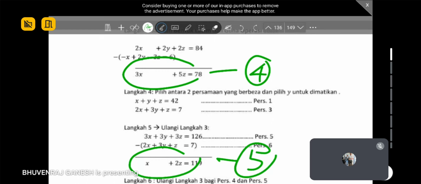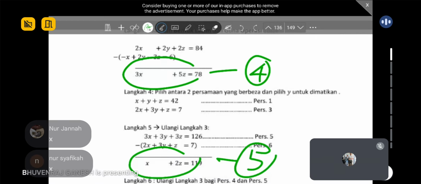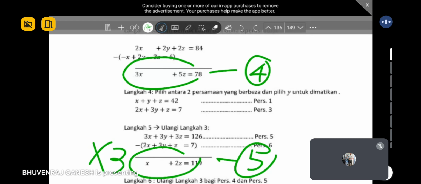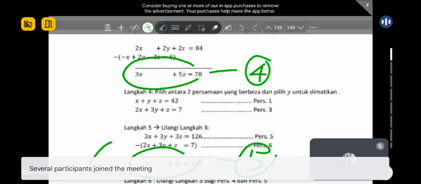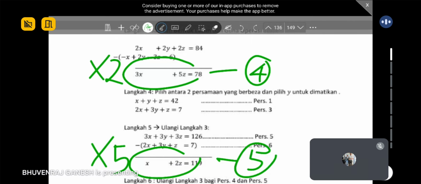Anyone? Which one is easier over here? Try to think and see. Yes, very clever. Okay, X, guys. Okay, why X? Because for this one you only times by 3, guys. Okay, you just times the bottom one by 3. If Z, you have to multiply 2 on the top, times 2 on the top, times 5 at the bottom. You have to do one extra step. Okay, that's why X is faster. Okay, X is a faster step.